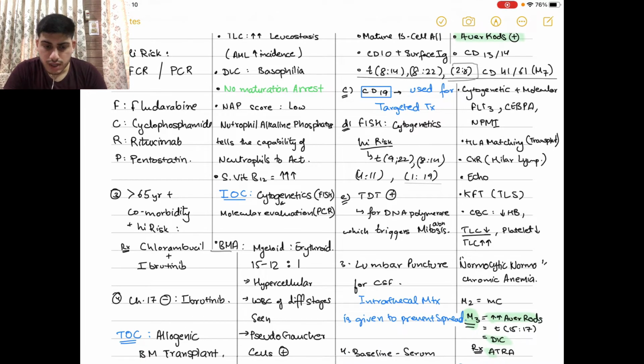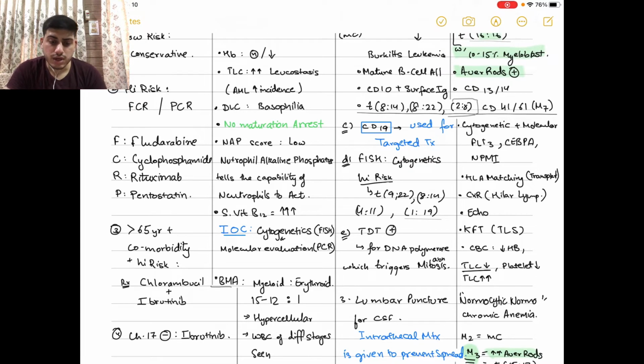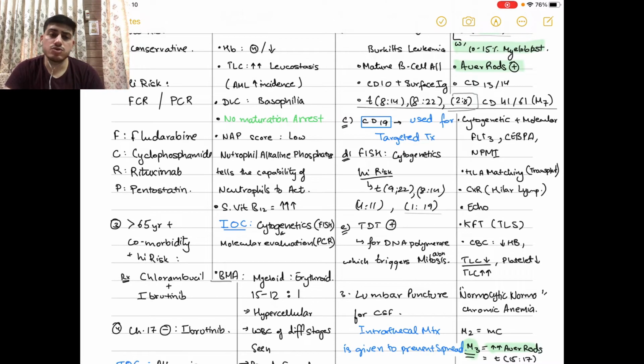So moving on, there will be basophilia. But here in CML there will be no maturation arrest, like in the stages. Maturation arrest is, in other cancers, what happens is the cell grows, and cells have different stages. So the cell will reach up to like stage 2 and won't grow further, so it's still immature until it dies, or it is being killed by chemotherapy, so it remains in an immature phase. But here there is no such thing as maturity arrest.